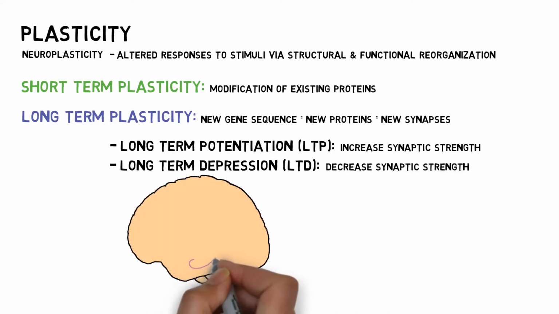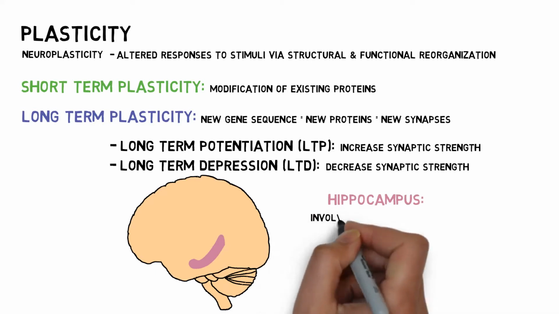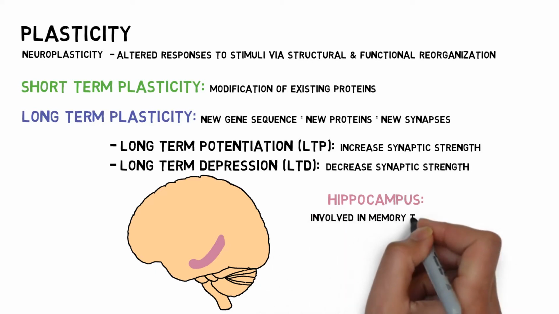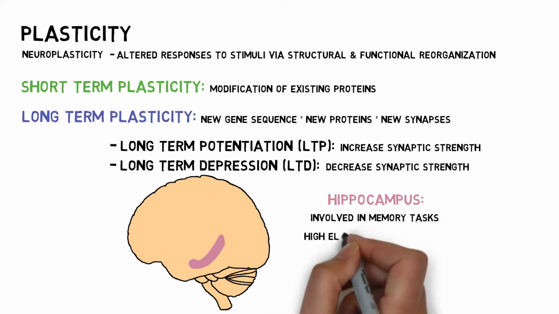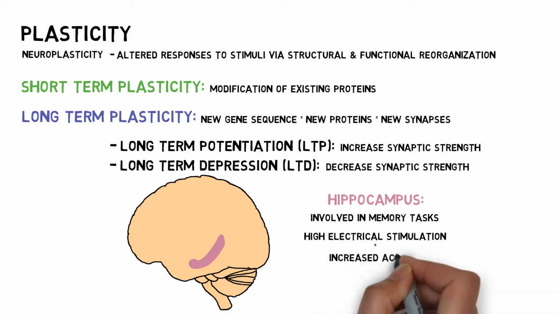The hippocampus is the main focus for neuroplasticity in mammals. From neuroimaging, we know that the hippocampus is involved in many memory tasks. In the 1960s, researchers found that a high electrical stimulation of the hippocampus increased hippocampal synaptic transmission for hours.